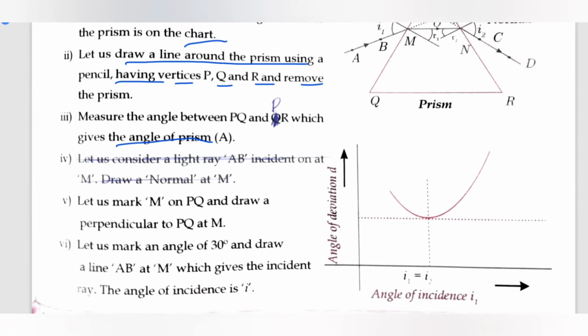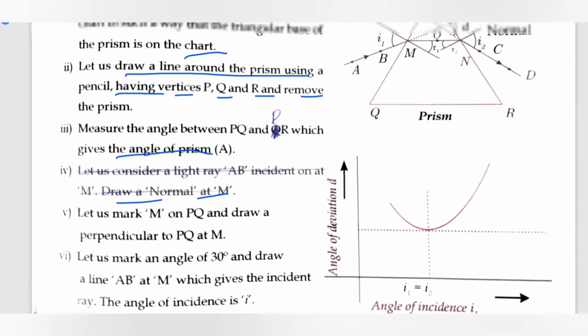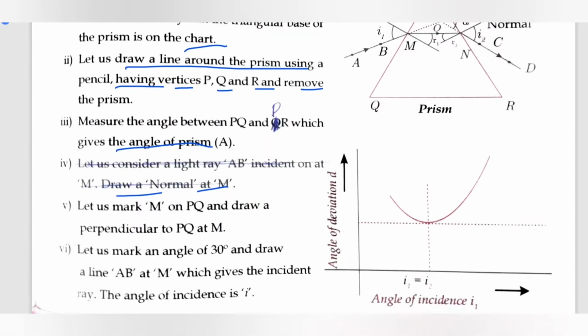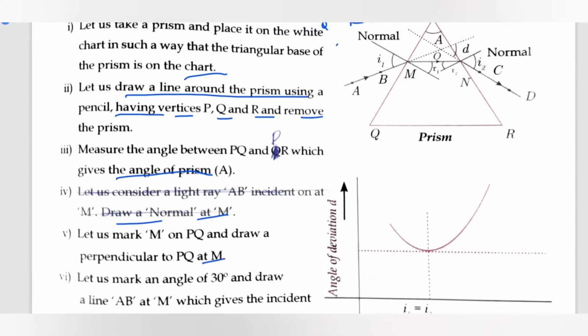Let us consider a light ray AB incident at M and draw a normal at M. Let us assume that on the line PQ, at a certain point M, light is incident, and draw a normal here. Let us mark M on PQ and draw a perpendicular to PQ at M. Let us mark an angle of 30 degrees and draw a line AB at M, which gives the incident ray.